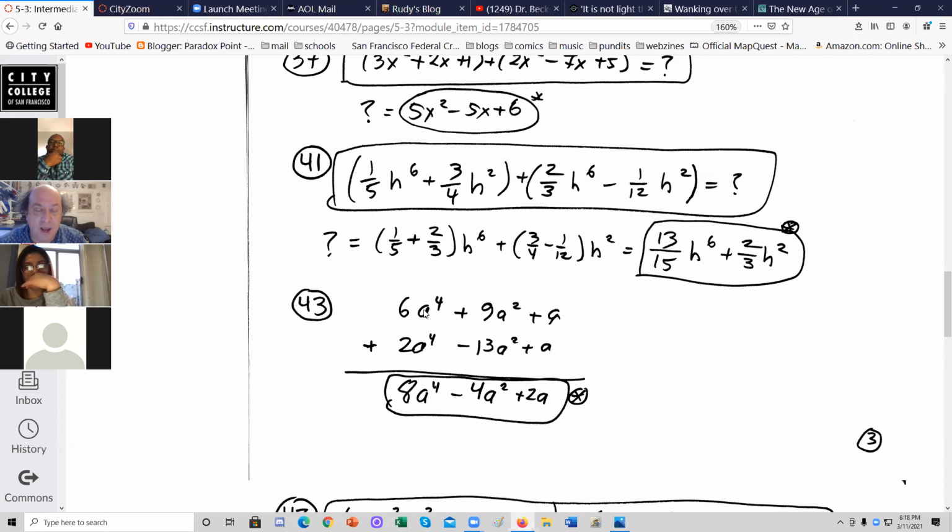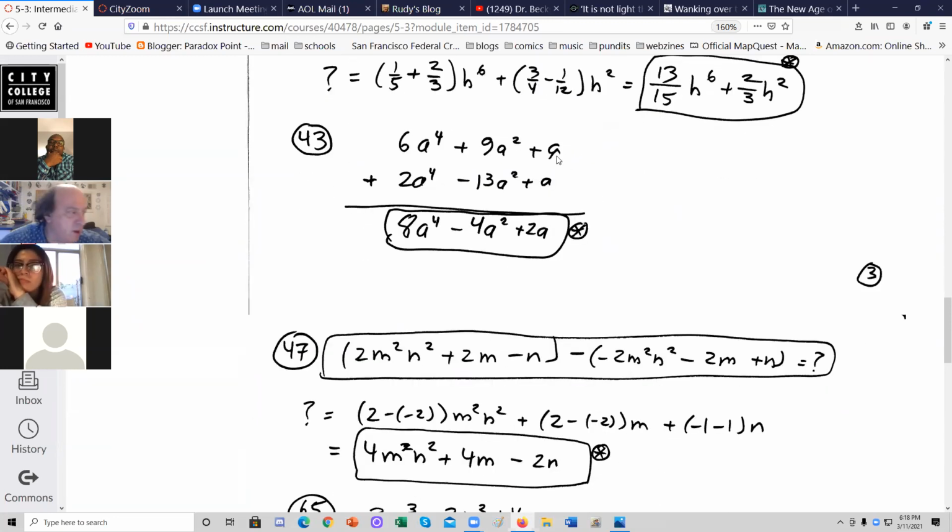We have 9a to the 4th plus 6a to the 4th plus 9a squared plus a, all that plus 2a to the 4th minus 13a squared plus a. Okay, add the a to the 4th: 6 and 2 makes 8, so 8a to the 4th. 9 plus -13 is -4a squared. A plus a makes 2a.